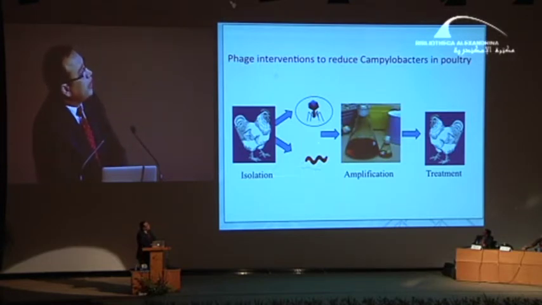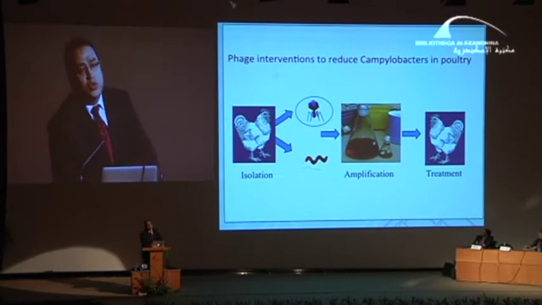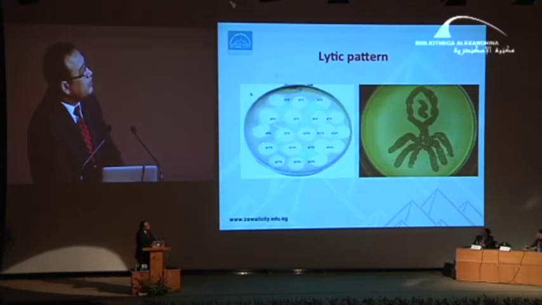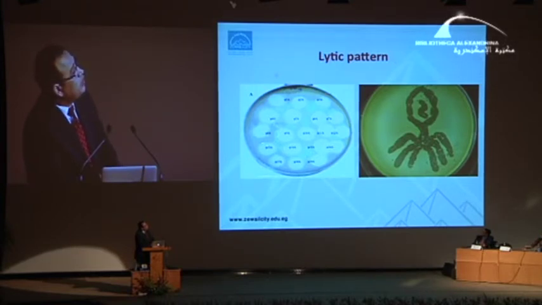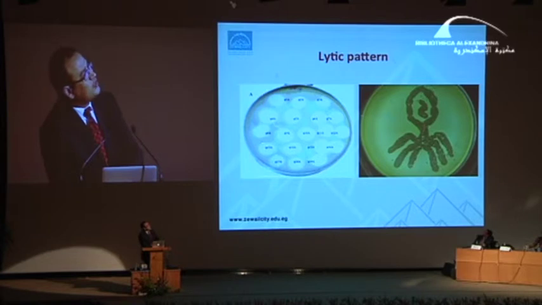Then we amplify the bacteriophage in its specific host, and later we do the in vivo experiment to see how this phage works. After we isolate the phages, we do the lytic pattern to study how many bacteria are sensitive to those bacteriophage. And this is the bacteriophage. I drew this phage on the surface of E. coli, and it is a T4 phage.